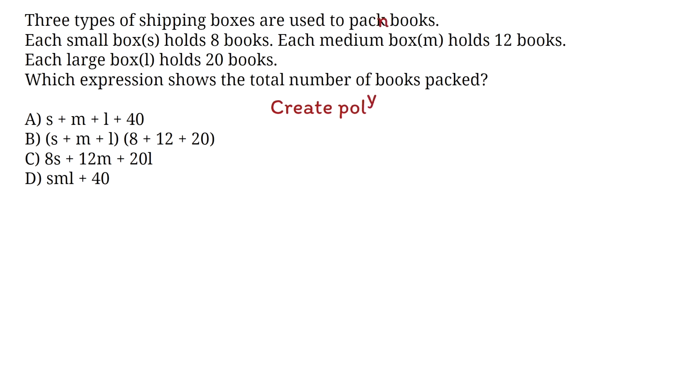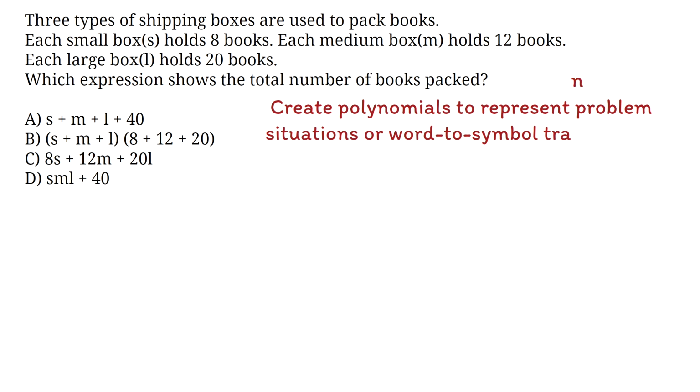Knowing how to create polynomials to represent problem situations or word-to-symbol translations is an important skill you need to pass the GED math test. First, let's break the question down to understand what we need to do. We are told there are 3 types of shipping boxes: small, medium, and large. To make it easier to write an expression, we'll use variables to represent the number of each type of box.